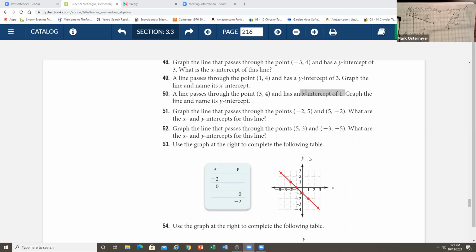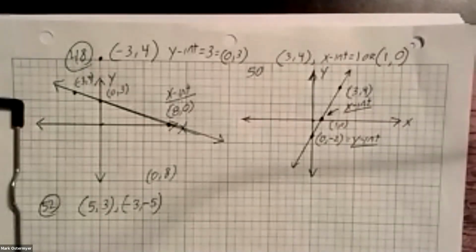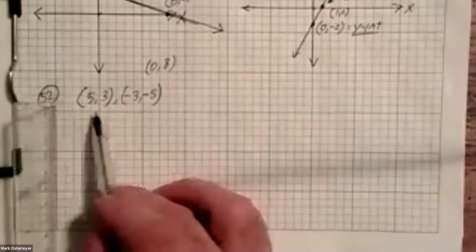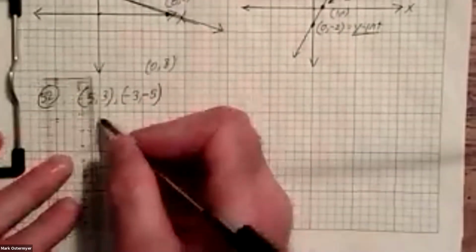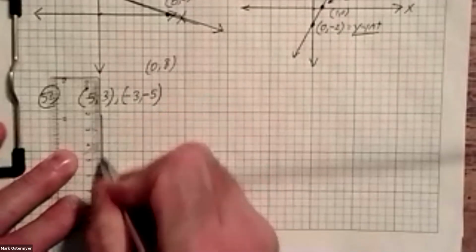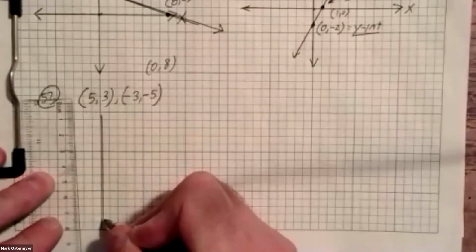And it says, not only are we to graph this line that goes through those points, but we also need to determine the x and y intercepts. All right, so let's see if we can do this problem. This is number 52. A line must contain these 2 points. So I will make my XY plane here.